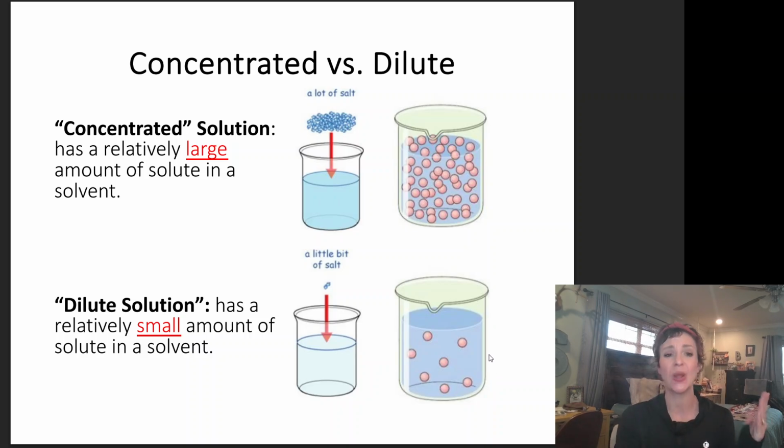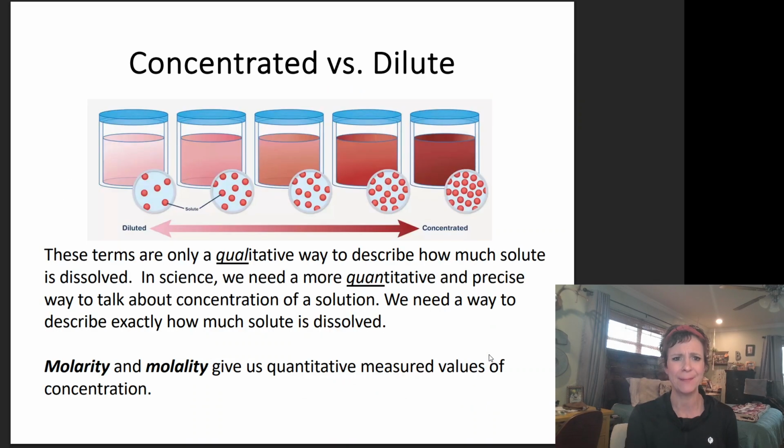So these terms are a great way to casually state how much solute you have in your solution. But it is all relative here. And what I mean by that is, going back to my gradient, I can say this section over here is dilute, and as I move in this direction over here, I become more and more concentrated. But these terms dilute and concentrated are only a qualitative way to describe how much solute is dissolved. Qualitative means with words, verbally describing things.